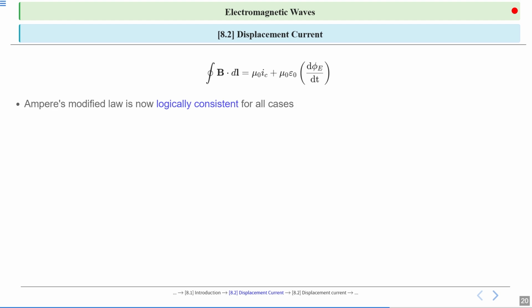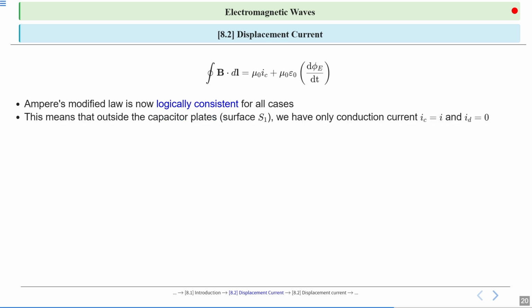Now Ampere's modified law is logically consistent for all the cases. You can see that outside the plates of the capacitor, d phi E upon dt will be 0. Only mu naught IC will be there outside the capacitor. Inside the capacitor, IC will be 0, so that term will be 0. Only mu naught epsilon naught d phi E upon dt will be there. So between the plates of the capacitor and outside the plates of the capacitor, closed integral B dot dl will never be 0. So now this law is logically consistent for all the cases.